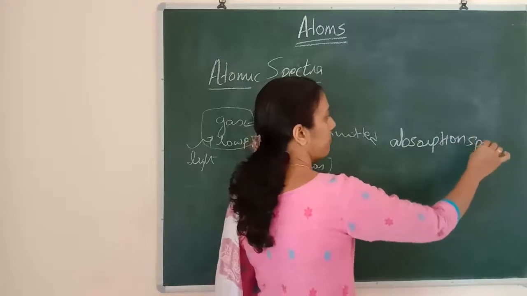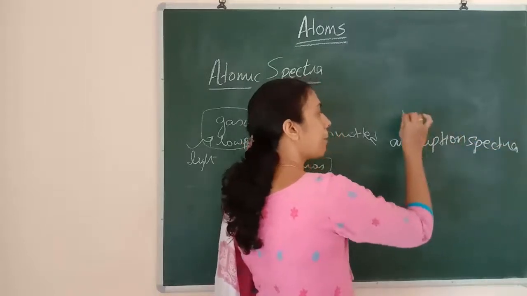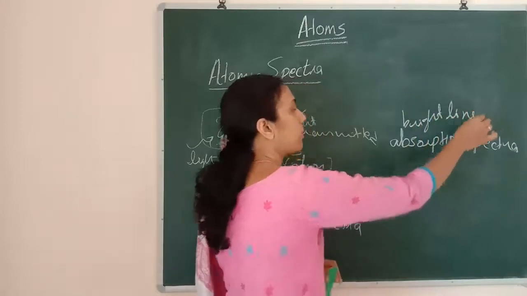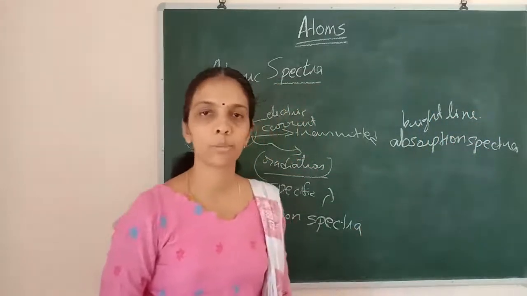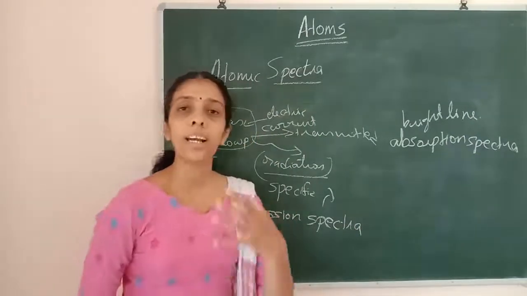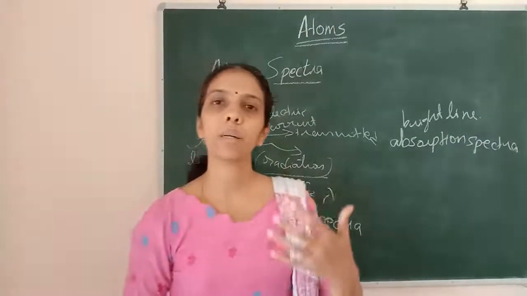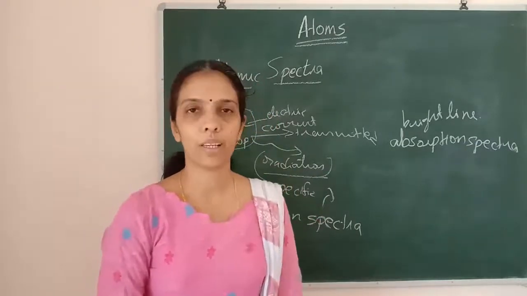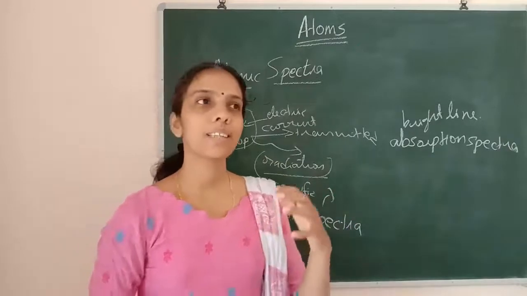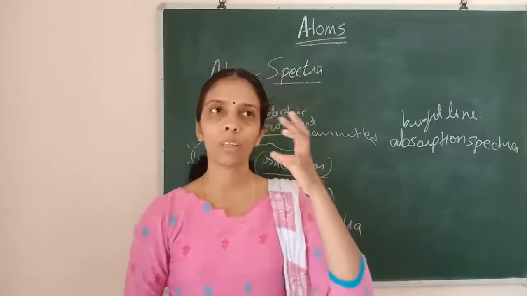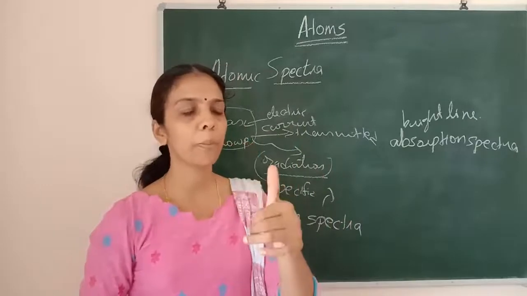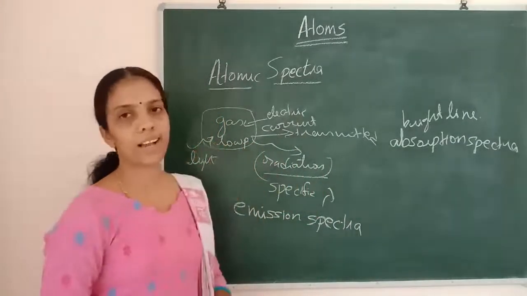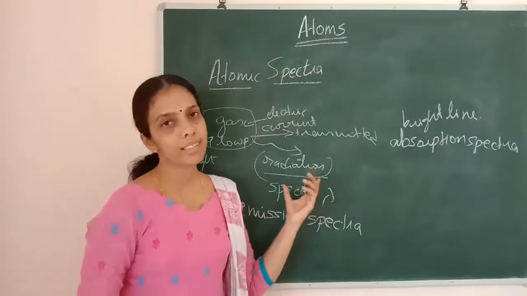Absorption spectra. Okay, so bright lines are called absorption spectra and dark lines are called emission spectra. If we study these spectral lines, we get the characteristics of the wavelengths of this gas. It is just like a fingerprint. If we take our fingerprint, we can identify who it is, isn't it? The same way we can identify the gas also. Clear now?